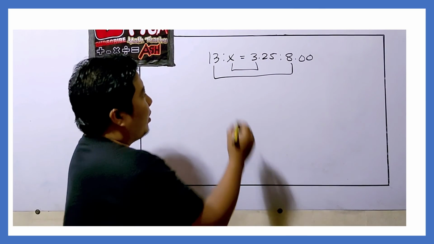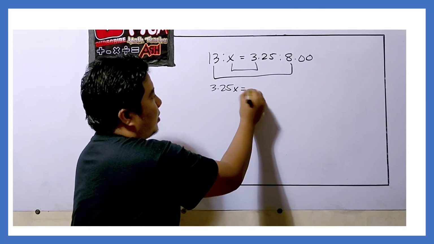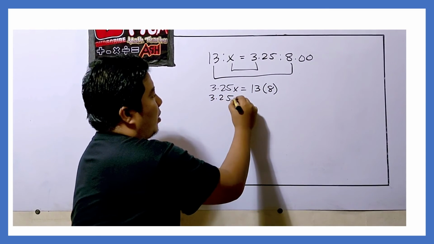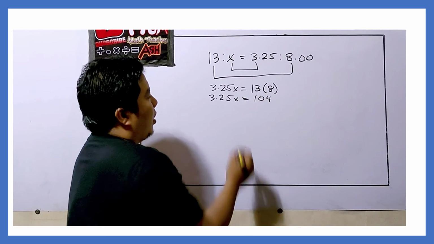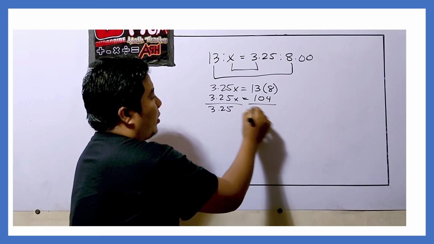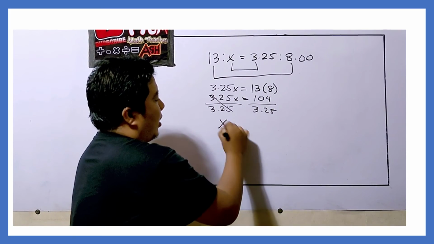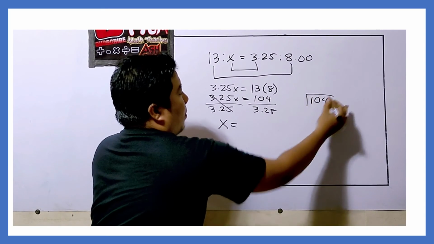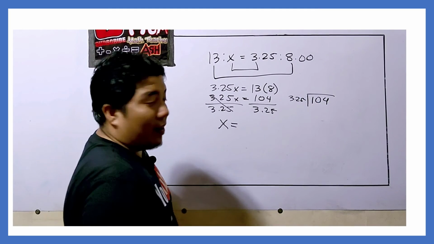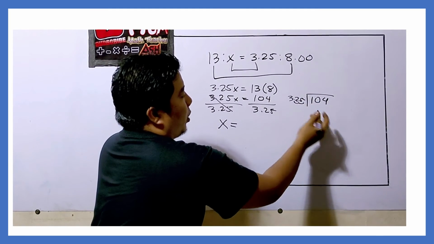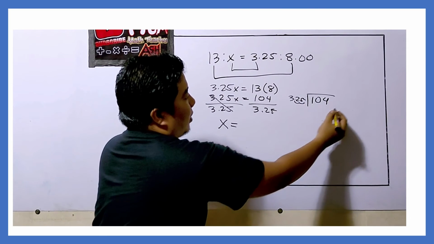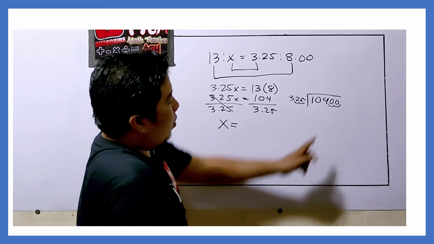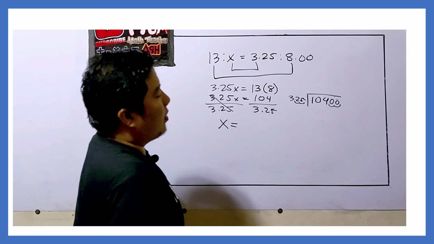So x times 3.25 is 3.25x. So for the extremes, we have 13 times 8. Now if we simplify this one, 13 times 8, that is 104. Now we divide both sides by 3.25 so that we can isolate the value of x. So now, we will be dividing 104 by 3.25. Of course, if the divisor has a decimal, we will move the decimal point to the right. So this is moved twice. So we will be moving twice also here. So adding 2 more zeros. So this will become 10,400 divided by 325.